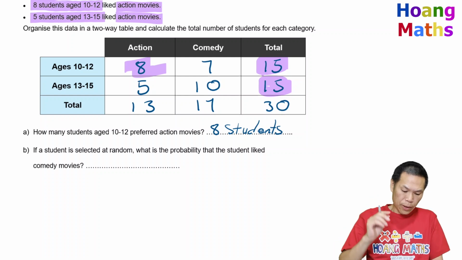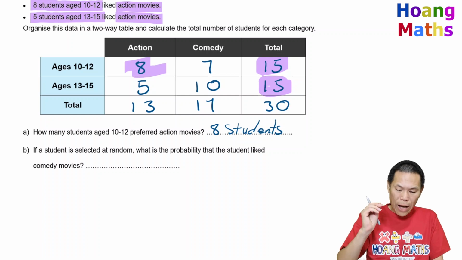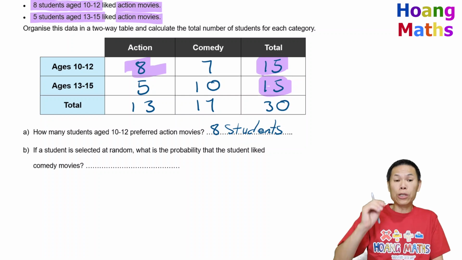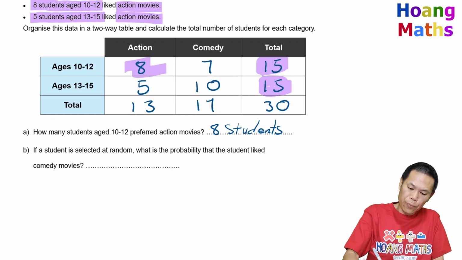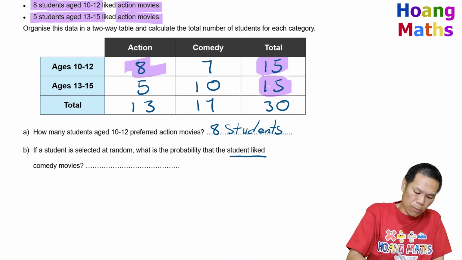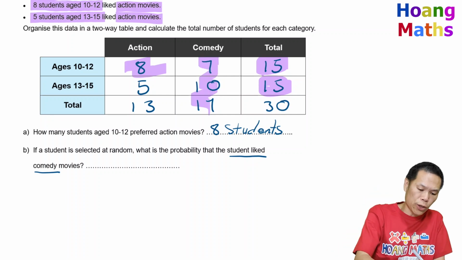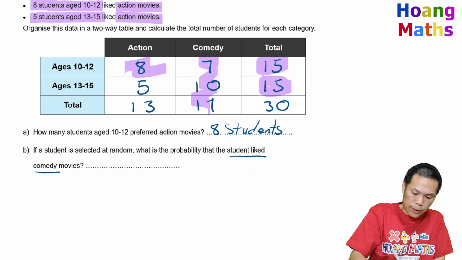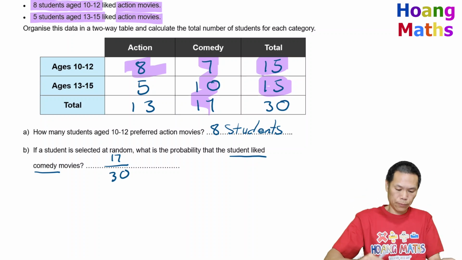Part B. If a student is selected at random, what is the probability the student likes comedy movies? Comedy is here. Altogether 17 students. So we go 17 over the total number of students, that is 30. There you go.